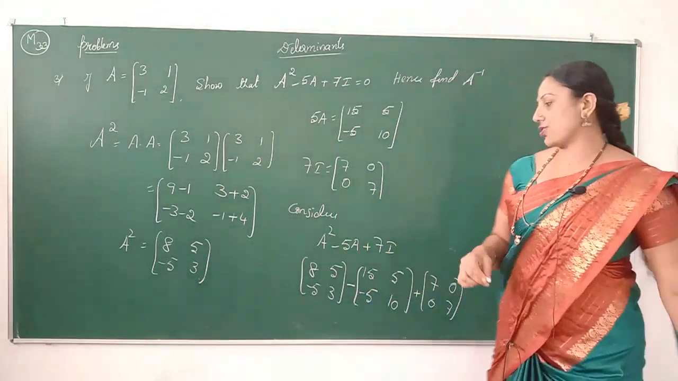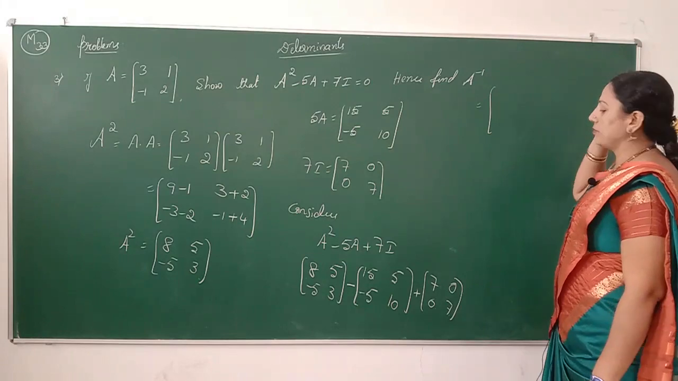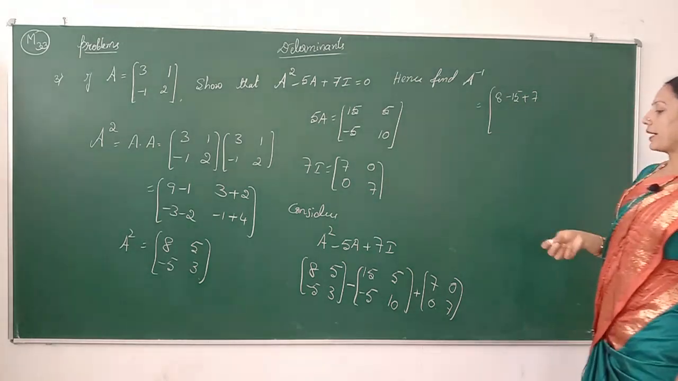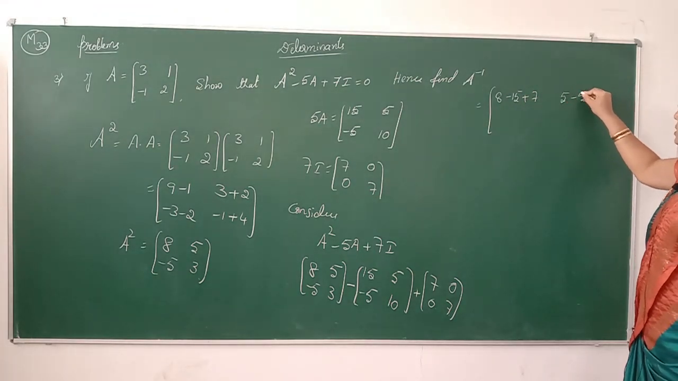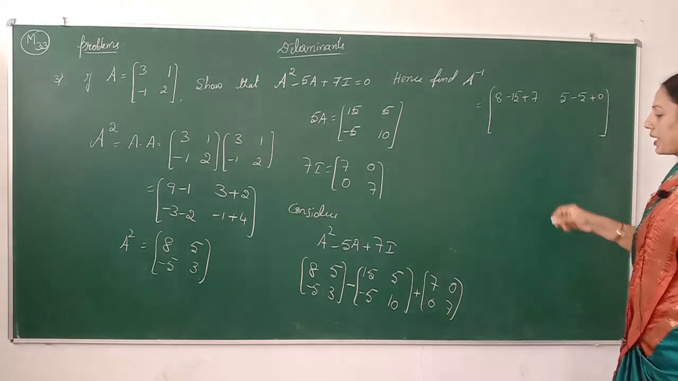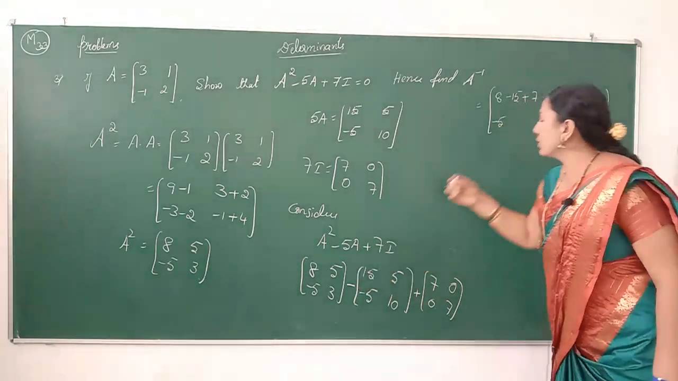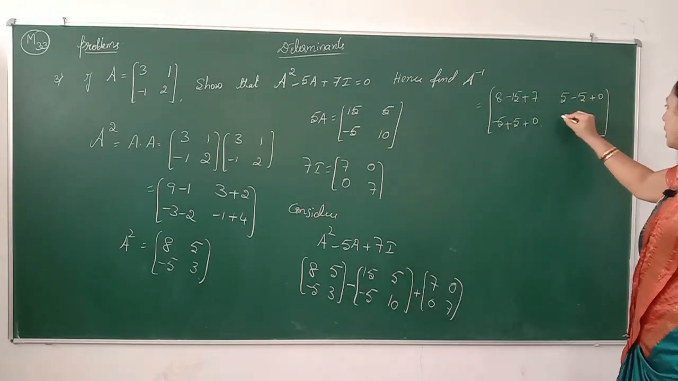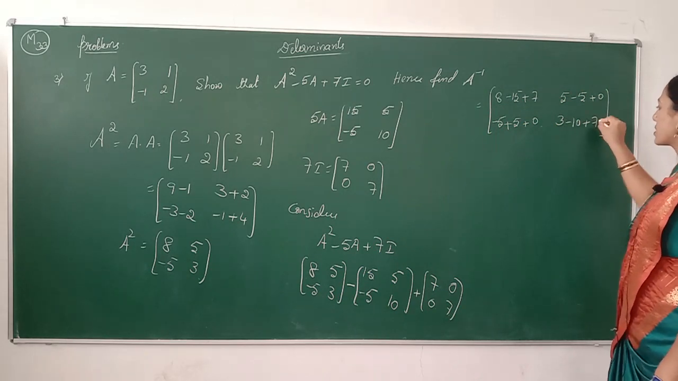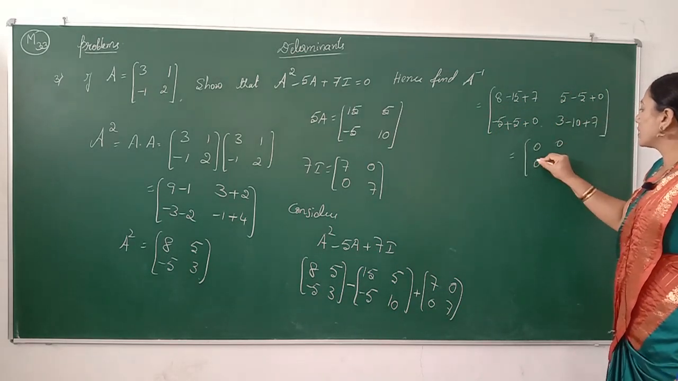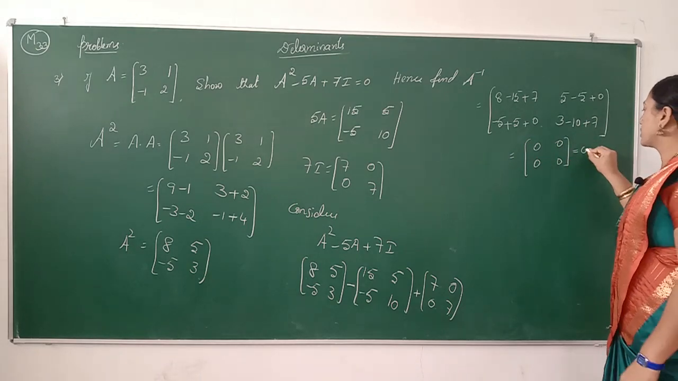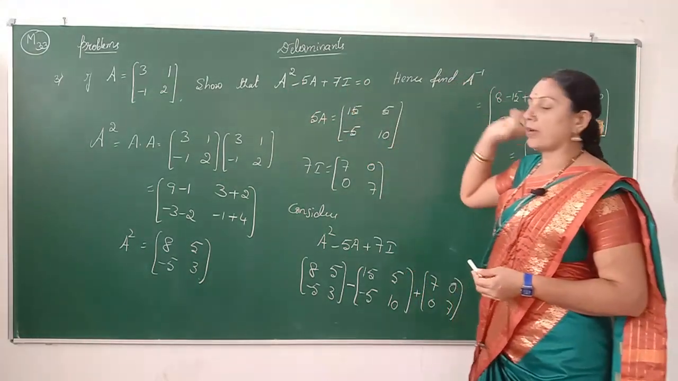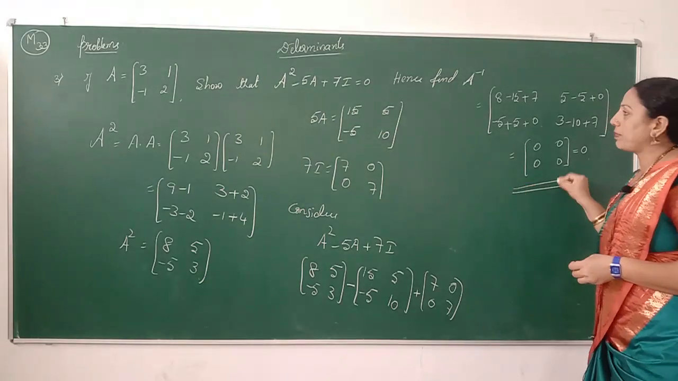So after simplification of these three matrices, corresponding elements of first place are 8, minus 15, plus 7. Second element is 5, minus 5, plus 0. In the second row, minus 5, minus into minus is plus 5, plus 0. Last element is 3, minus 10, plus 7. So after simplifying, all the elements of that matrix will be 0, which is the zero matrix denoted by 0. Therefore, A square minus 5A plus 7I is equal to 0. That is one part of the result.